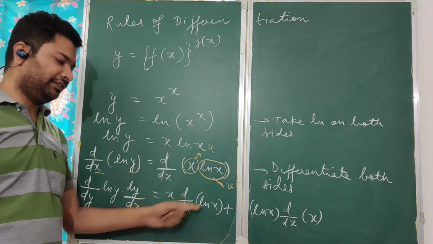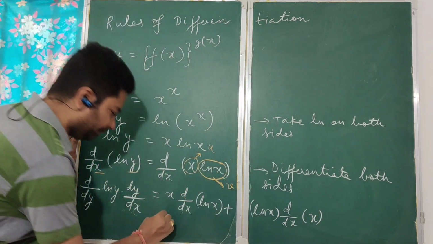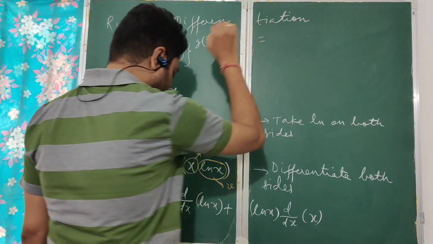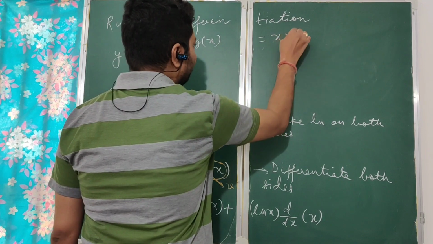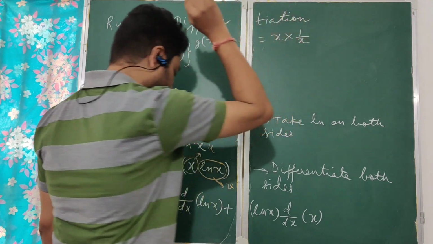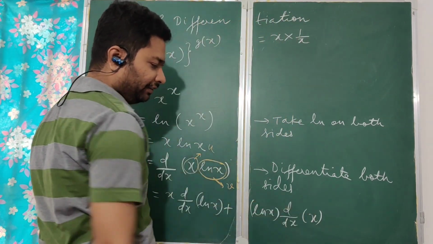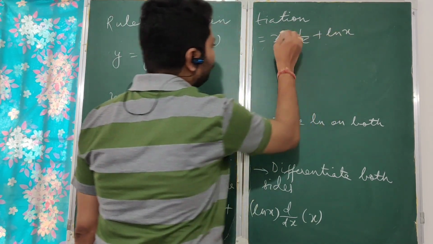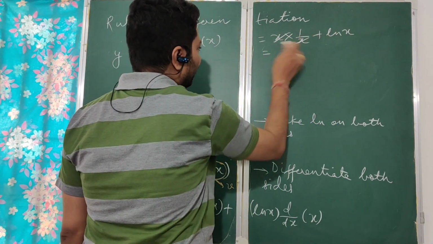So what is differentiation of ln x? It is 1 by x. You can write it as, I will write it here, x into 1 by x plus d by dx of x is 1. So 1 into ln x is ln x itself. So what do you get? You get it as 1 plus ln x.